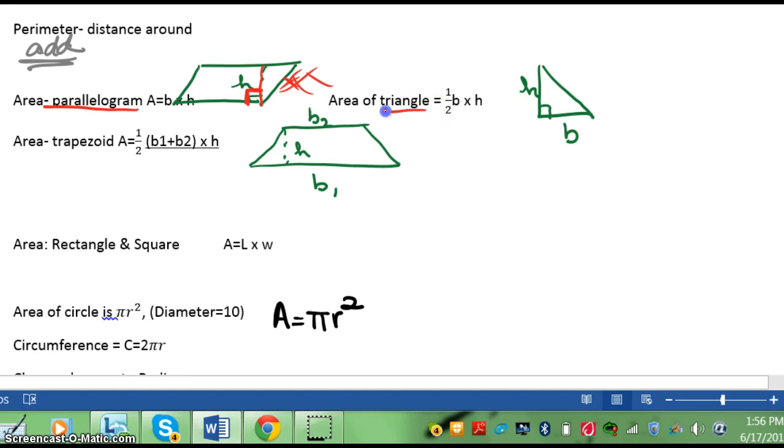The area of a triangle is 1/2 base times height. Again, your height is anything that makes a 90-degree angle with your base.